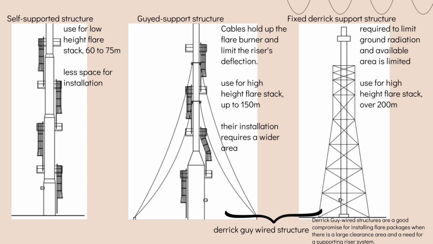Fixed derrick support structure is required to limit the radiation on the ground, and also when a limited amount of area is available. Used for very high flare stacks over 200 meters. There is a combination of guide support and derrick fixed support structure, which is the derrick guide wire structure, which is good for installing a flare package when there is a large clearance area and a need for supporting the riser system.